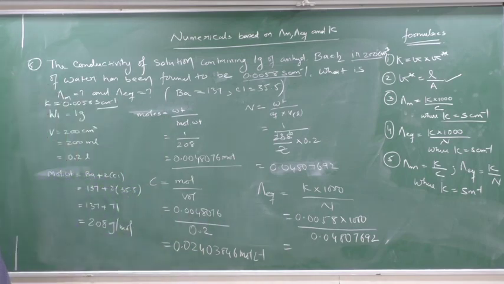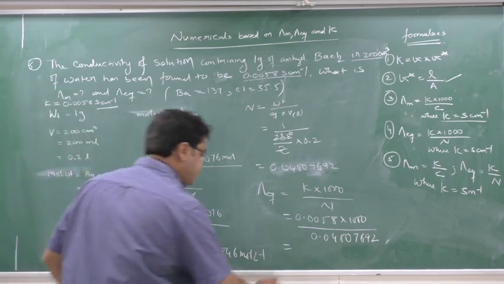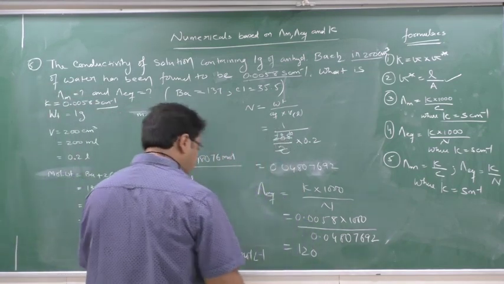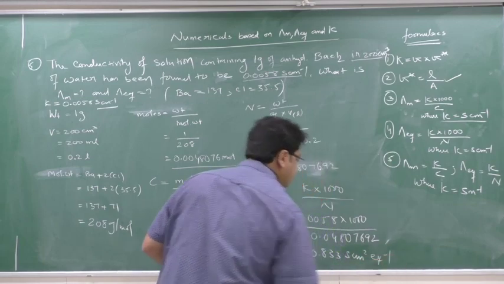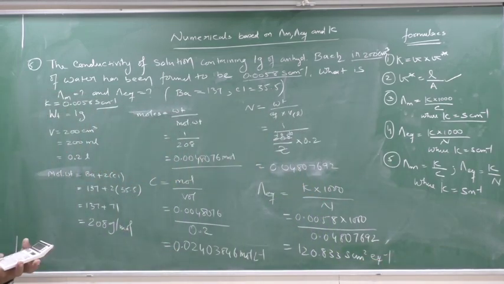So you get the answer as 120.833 Siemens centimeter square per equivalent. Clear? Please write this down.